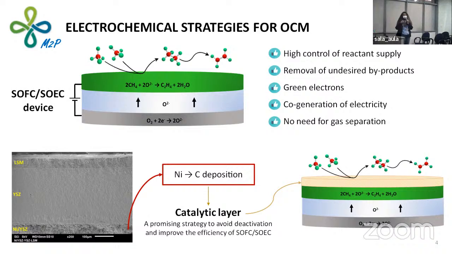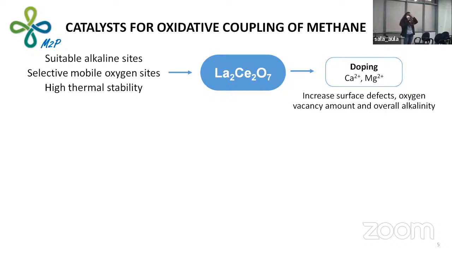So we need to modify the anode, and a promising strategy is the addition of a catalytic layer, which will be compatible with the target reaction. It will lead to improve the efficiency of this device. So an efficient catalyst for oxidative coupling of methane is one that has alkalinity and, in principle, selective mobile oxygen sites.